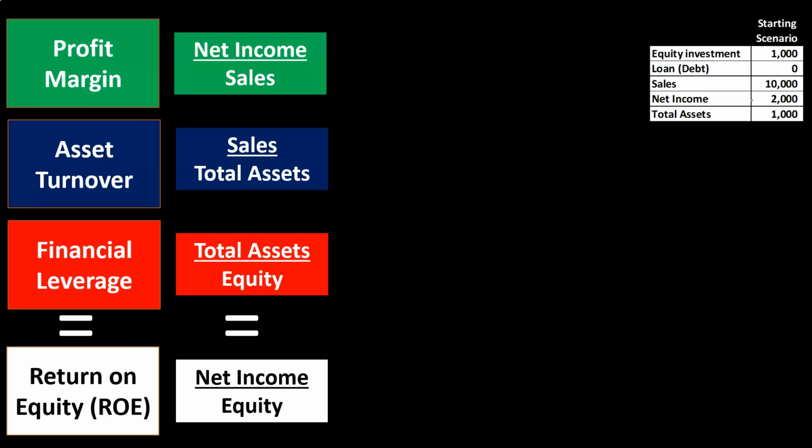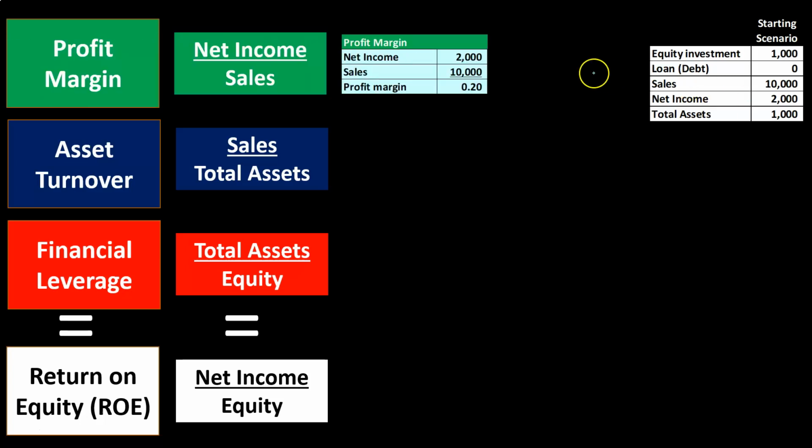Okay, so what would then our ratios be? Well, if we took a look, profit margin would be the net income of 2,000 divided by the sales of 10,000 to give us a profit margin of 0.2 or 20%. What does that mean? It means for every sale that we have, every $1 of sales, we're keeping 20 cents of it, or for every $100 of sales, we're keeping $20 of it.